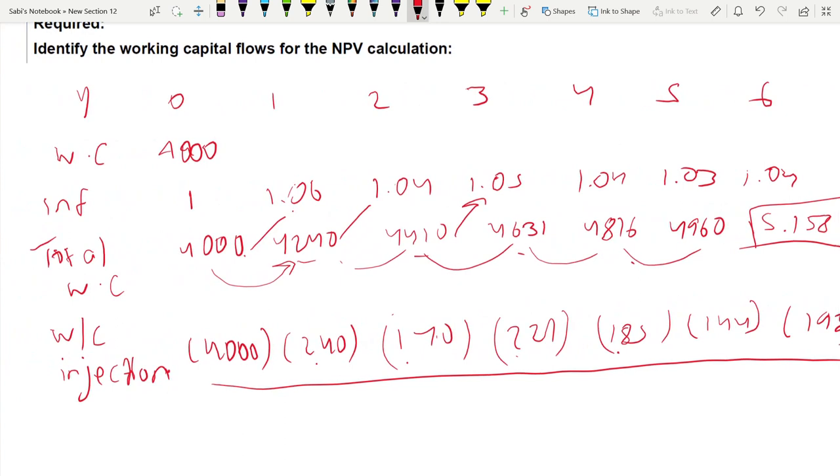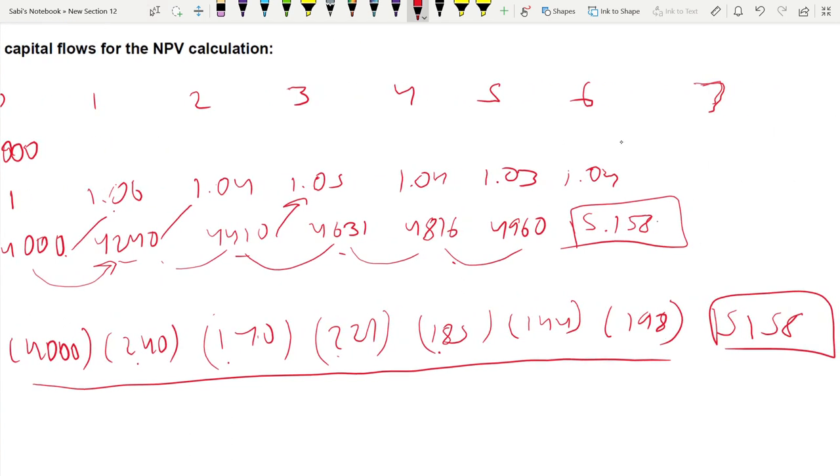I mean, add all the incremental amounts and check whether it is adding up to this 5158 or not. If these two boxes are different, that means you are wrong. It should always be the same. This is how you check. Okay, and your working capital requirement is this. So every year, 1, 2, 3, 4, 5, 6, these are your working capital. So in the cash flow, you are going to put these items: 240, 170, 221, 185, 144 and 198.